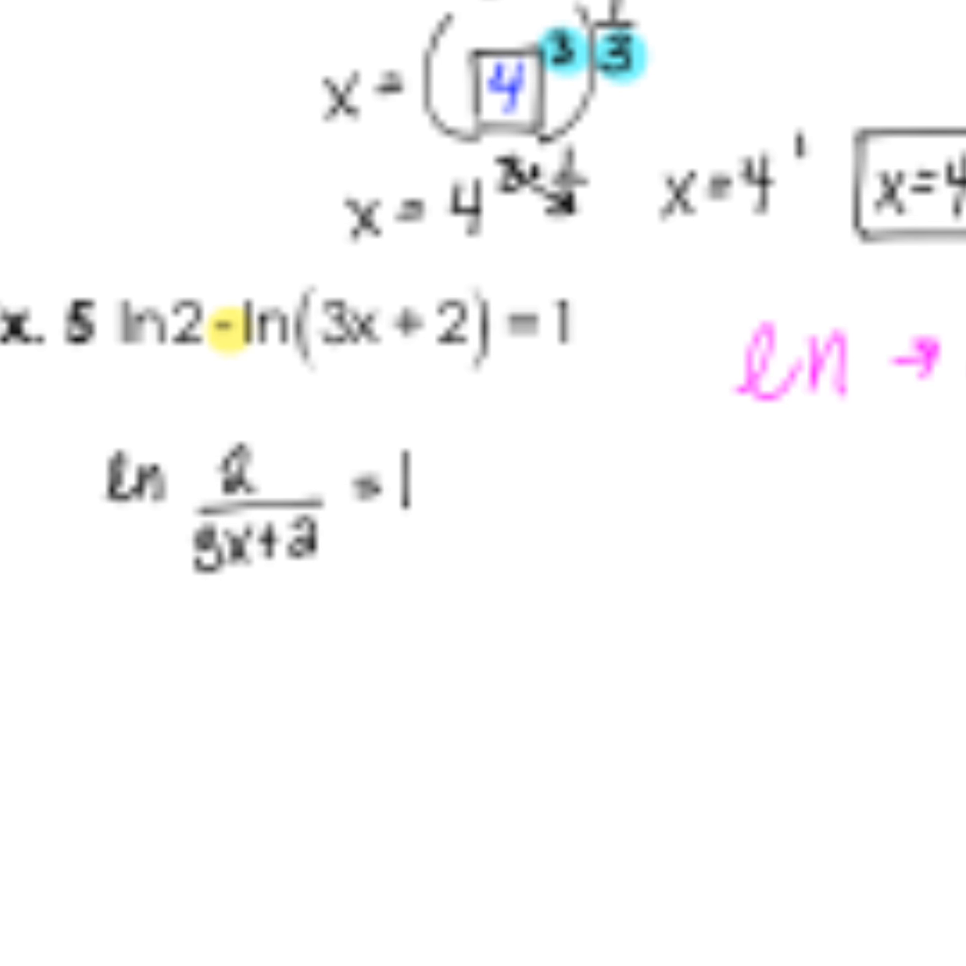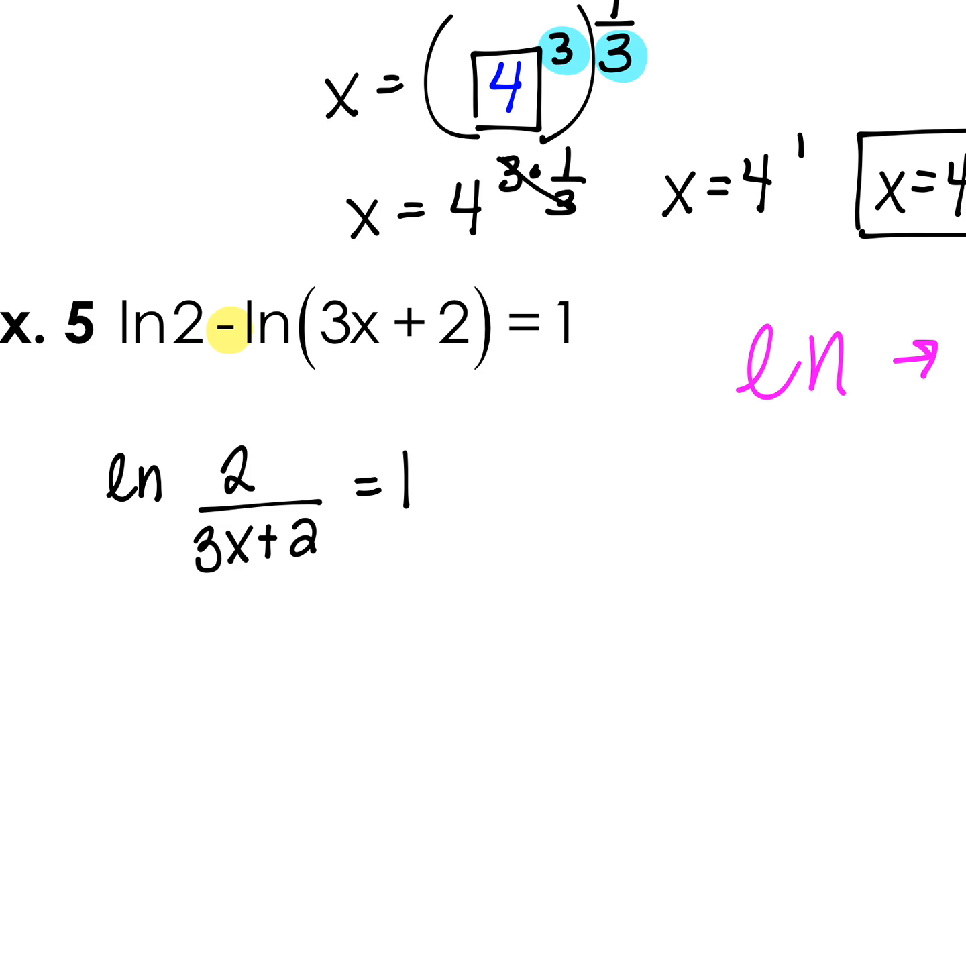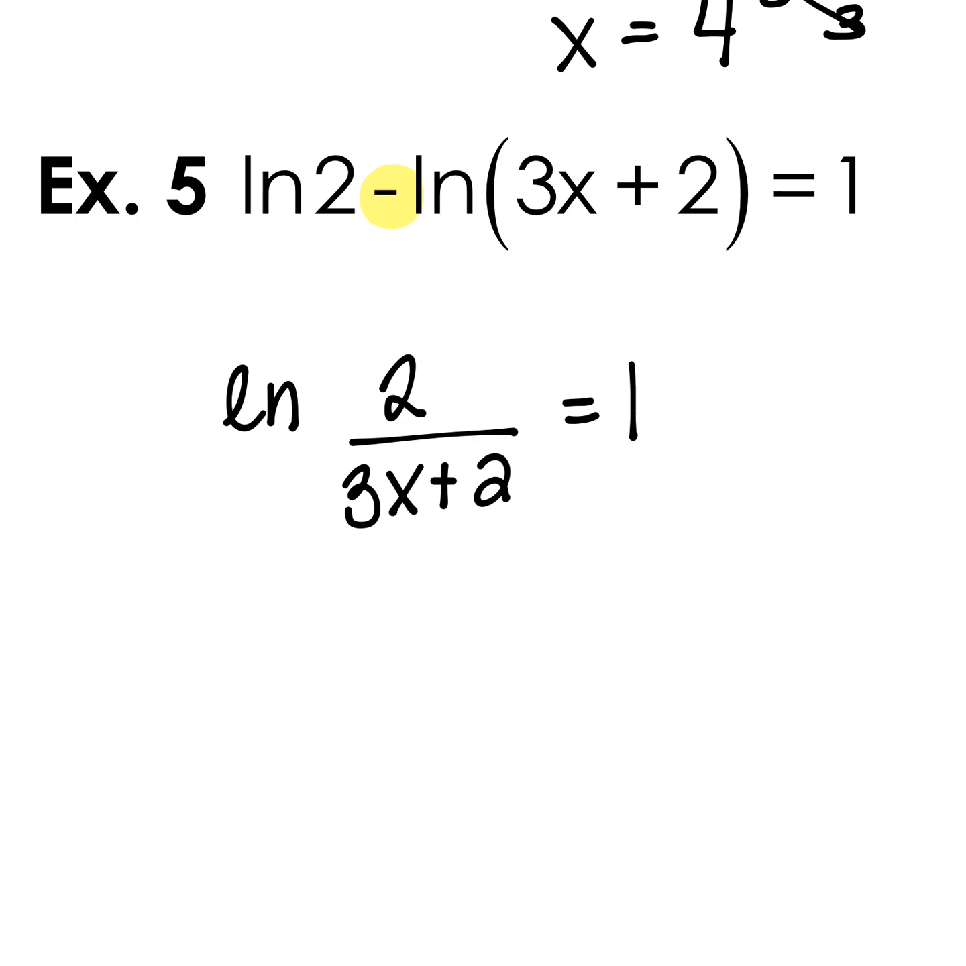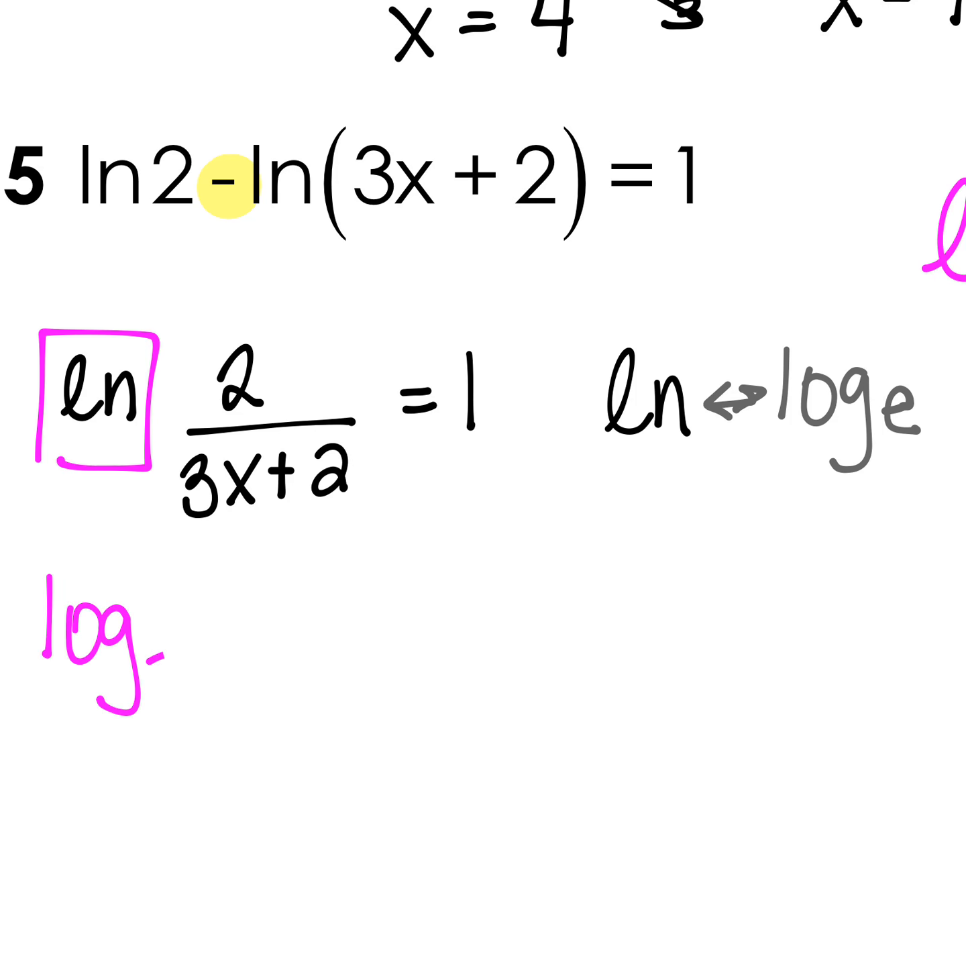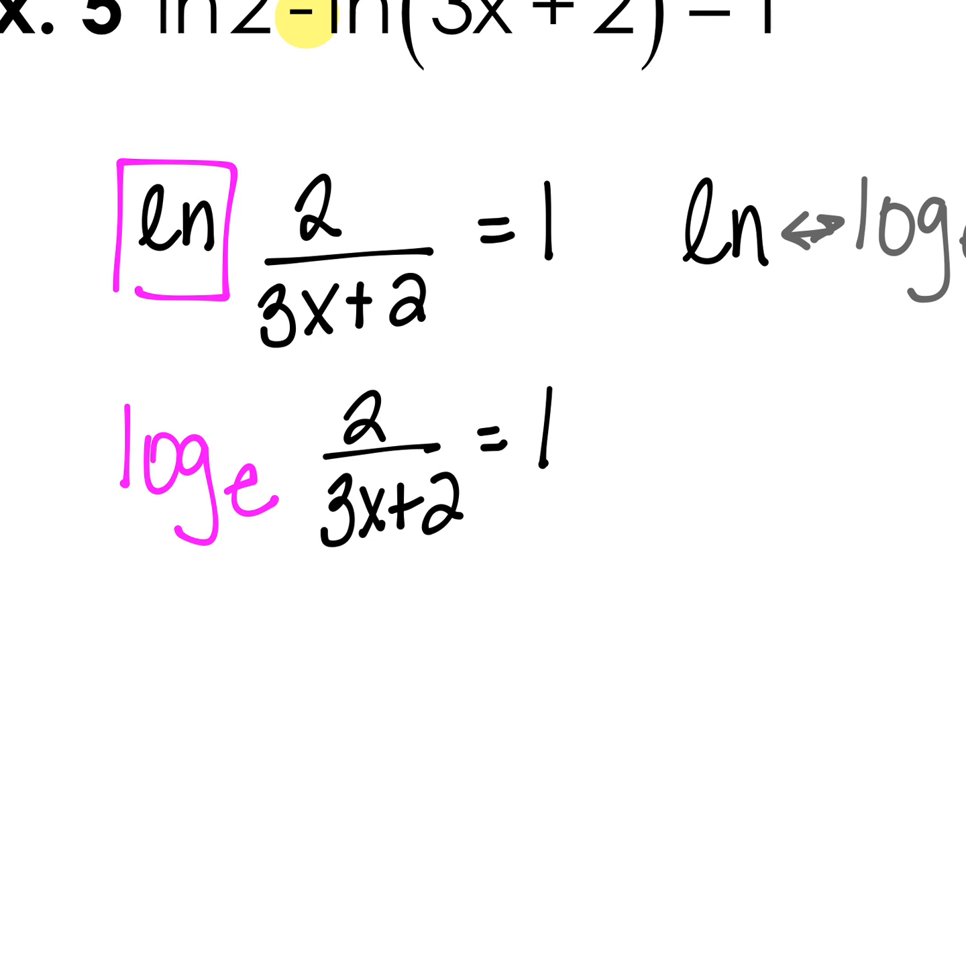Okay, so let's go back over here to this problem. So remember, I just said we're going to take our log, or ln, and we're going to change it to be log base e. So let's do that right now. So instead of having this ln right here, I'm going to change this to a log base e of 2 divided by 3x plus 2 is equal to 1.